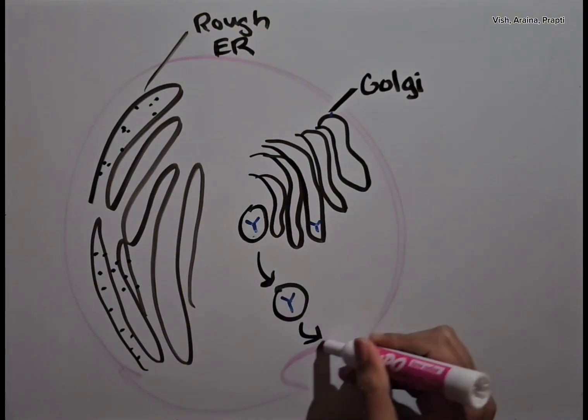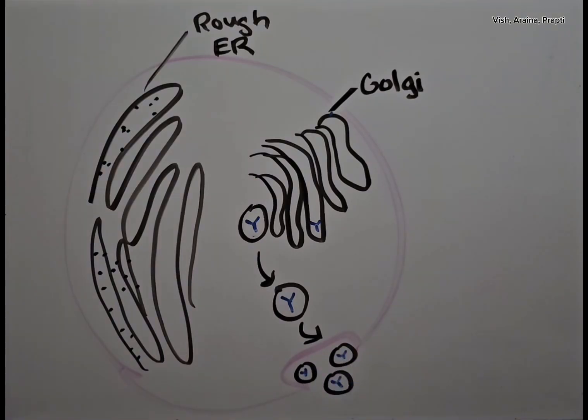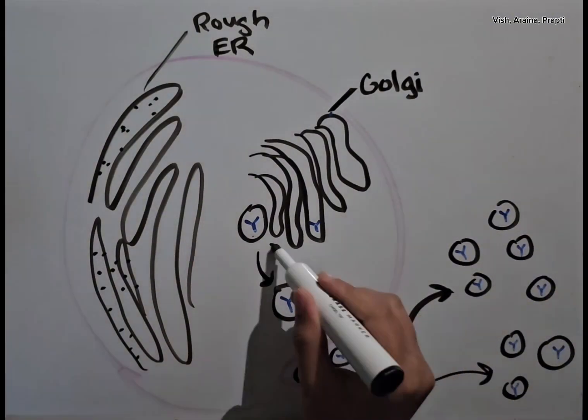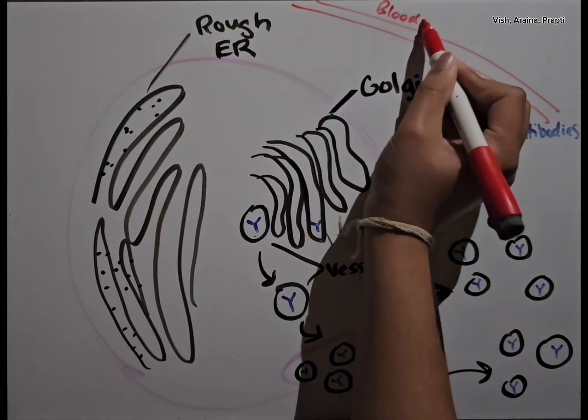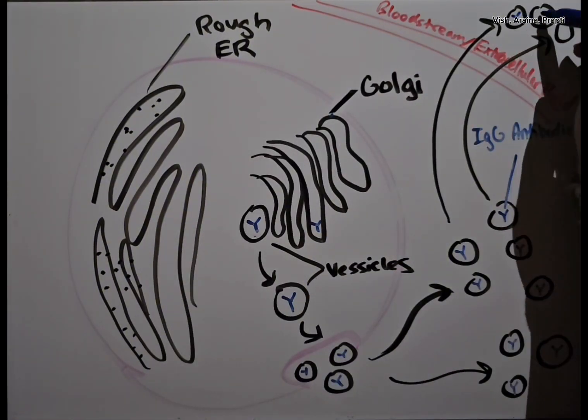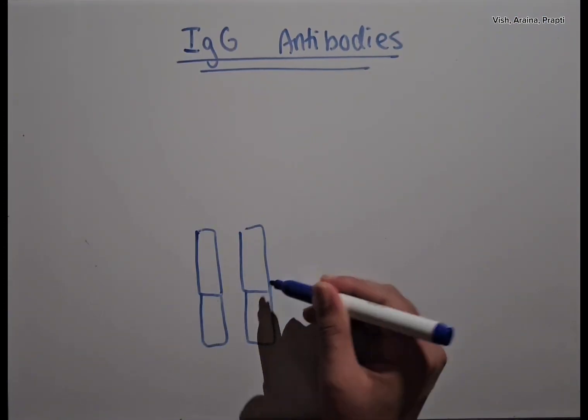Inside the cell, antibodies are assembled on the rough ER, processed and modified through the Golgi apparatus, packaged into vesicles, and secreted outside of the cell into circulation. The bloodstream then becomes flooded with these antibodies shortly after infection begins. IgG antibodies that are present here carry out two primary functions.